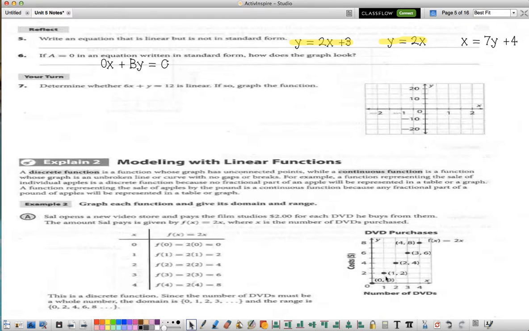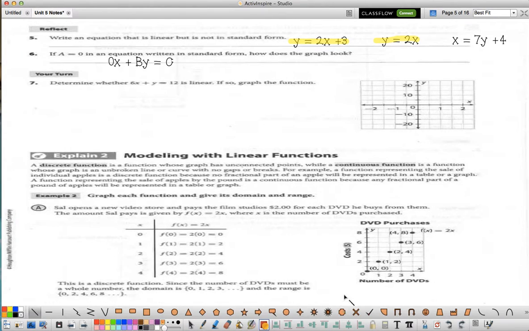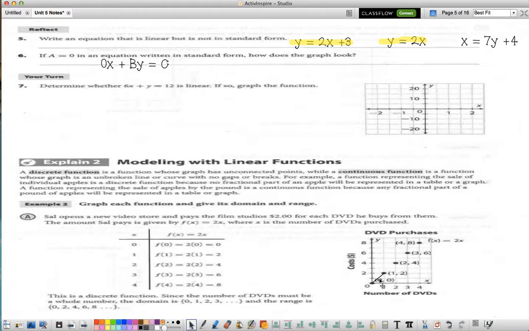And then here, it's a discrete graph because you know that you cannot buy a fractional part of a DVD. You can't go in and say, I just want this full DVD and I just want half of this movie because I don't like the ending. That doesn't work. You buy the whole thing or you buy nothing. So in this case, you can't connect the graph because you can't purchase half of a DVD. So you can't have a line between 0 and 1 because that implies that you could purchase that many DVDs. And that many DVDs would be fractional or partial DVDs, and you can't do that.